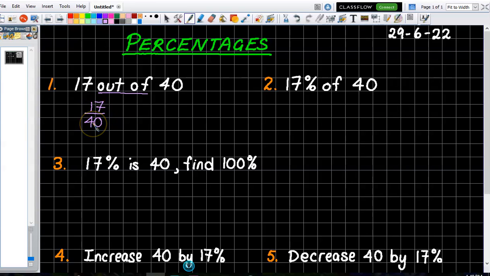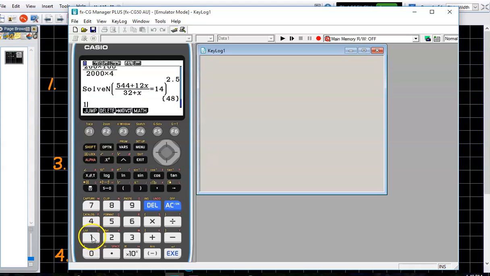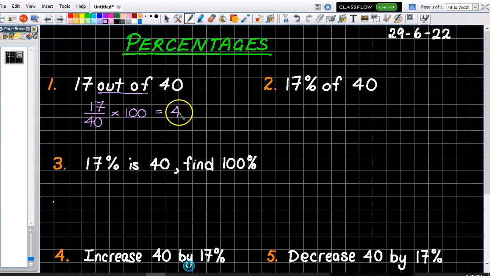We pop that in our calculator, and to change a decimal to a percent, what do we do? Times 100. That's right. Pretty basic. You should have your calculators where we can go 17 over 40 times 100. It comes up like that. You press your fraction to decimal, 42.5. And you must put percent.